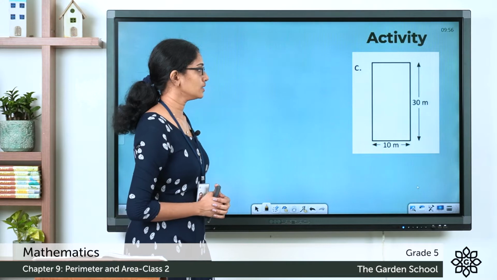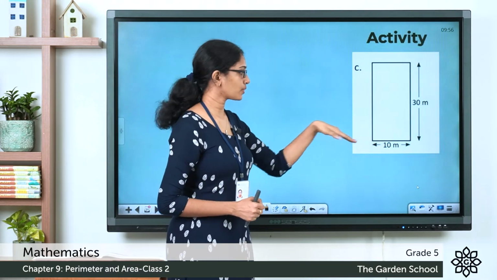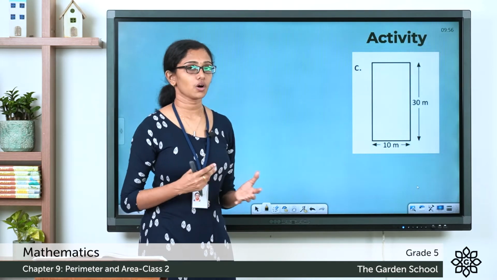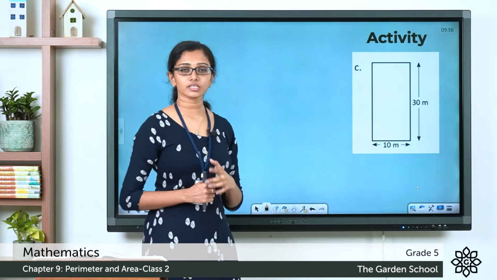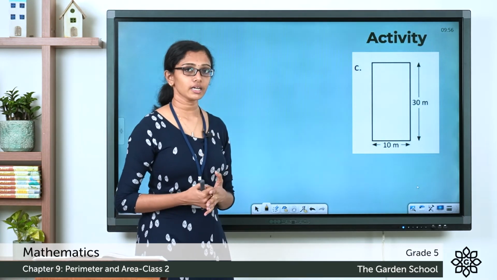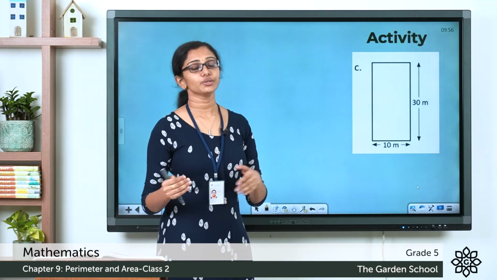Now, one more example. Here you have the length 30 meter and the breadth is 10 meter. The longer side is the length of a rectangle. So, length is 30 and breadth is 10. So, what is the perimeter? It would be 30 plus 10 equal to 40 and that into 2.